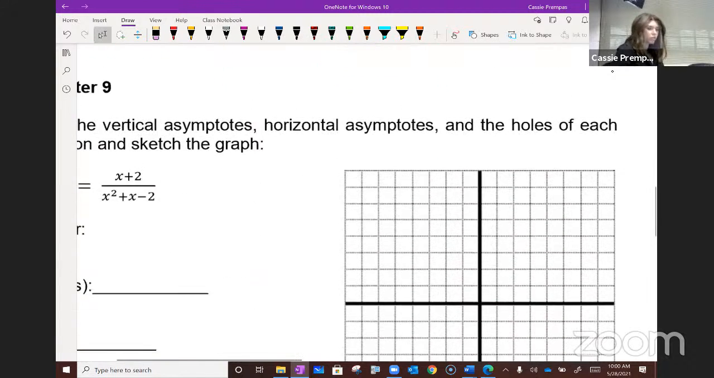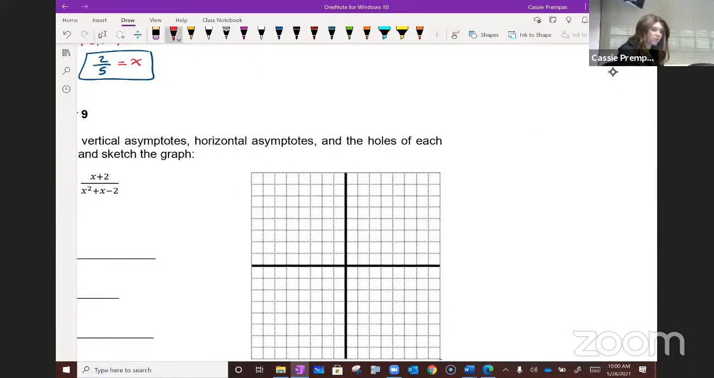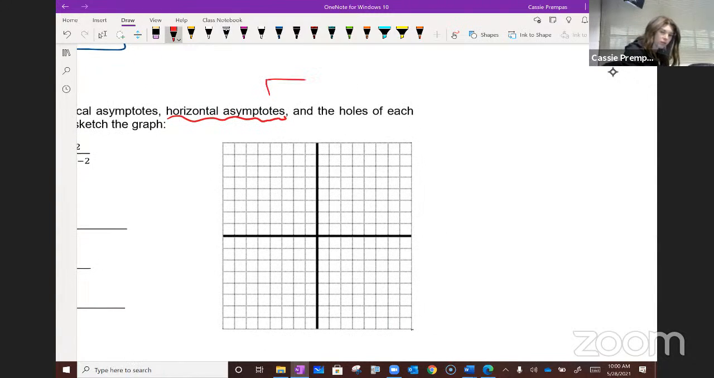Last chapter to review for the final is chapter 9. Chapter 9, find the vertical asymptotes, the horizontal asymptotes, and the holes of each function and sketch the graph. One thing that would probably be good to review, because this came up a lot in chapter 9, is what are the 3 cases of where you could get a horizontal asymptote. So let's go ahead and review over here. Case number 1.